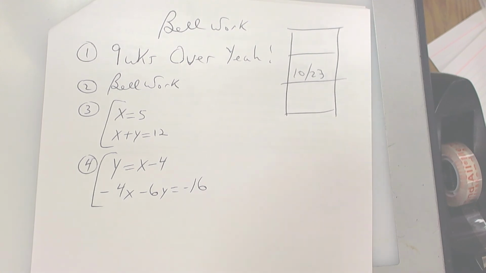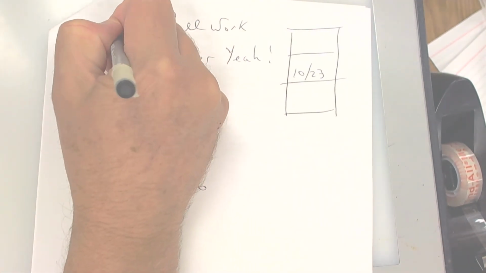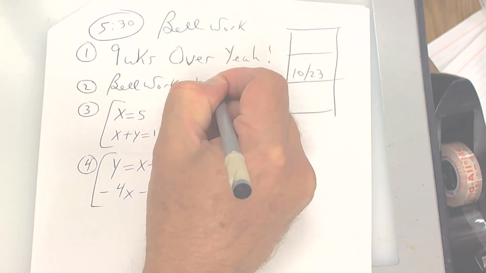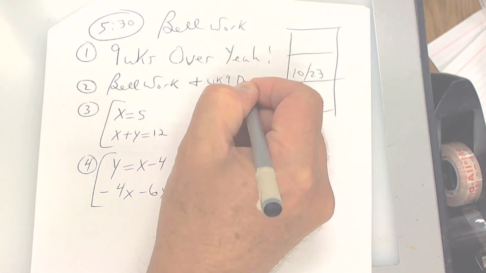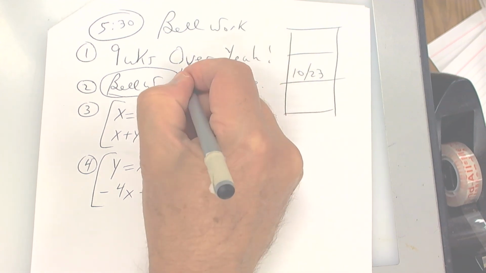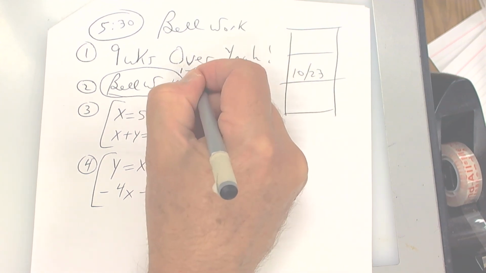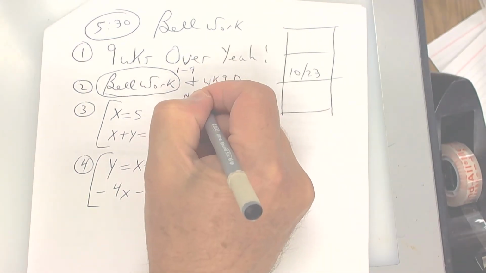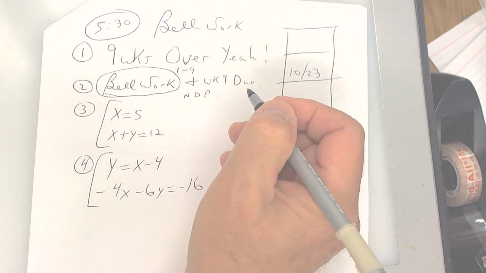So geometry is about 5:30. Let's take a look at this. The 9 weeks is officially over today. Bell work is due and week 9 is due. Okay, and I want the bell work on top and week 1 on top, so it's going to go 1 through 9. And make sure it's clearly labeled with name, date, and period when you upload it.